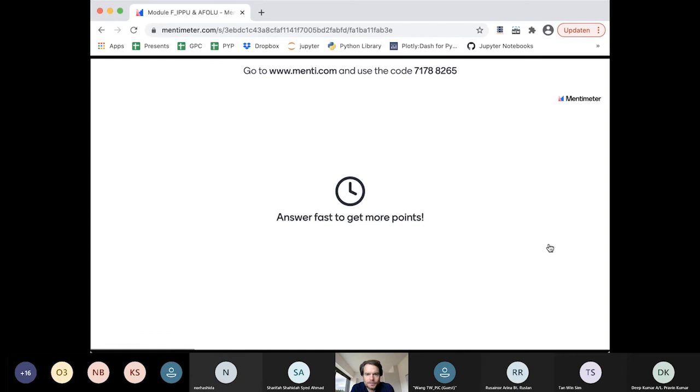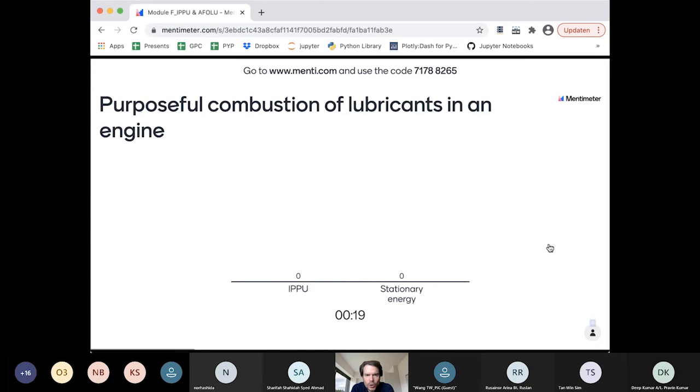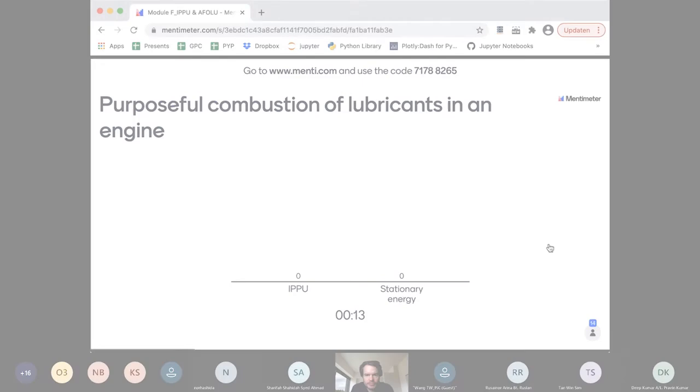Okay, next question. The purposeful combustion of lubricants in an engine. The purposeful combustion of lubricants in an engine. IPPU or stationary energy?